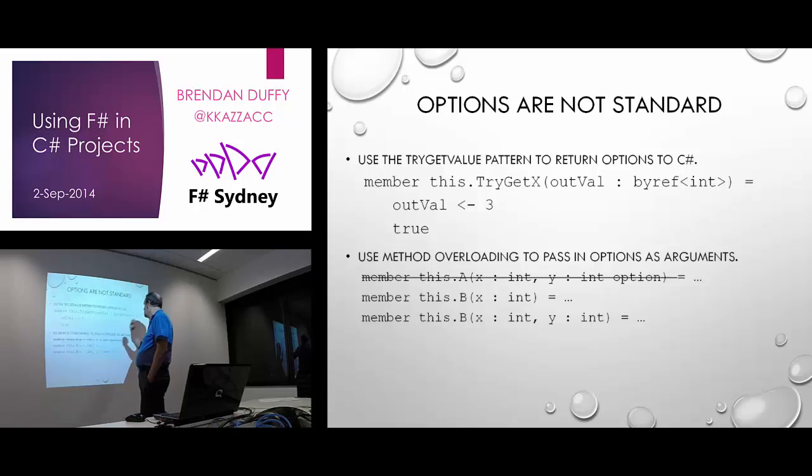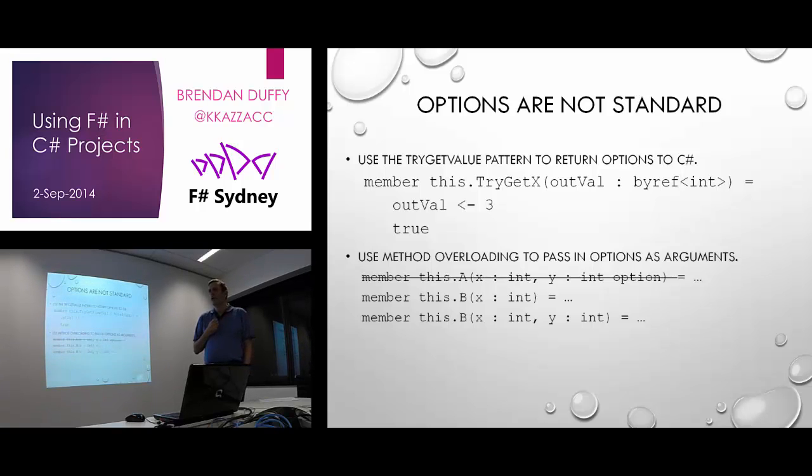Use method overloading to pass in options as arguments. So instead of doing what we do in F# of just putting an optional thing on the end, take advantage of method overloading. One of the cases of method overloading useful in the API is for extending at a later stage. Another one is where you may have optional arguments. So expose that to C# as an overload rather than as an option.